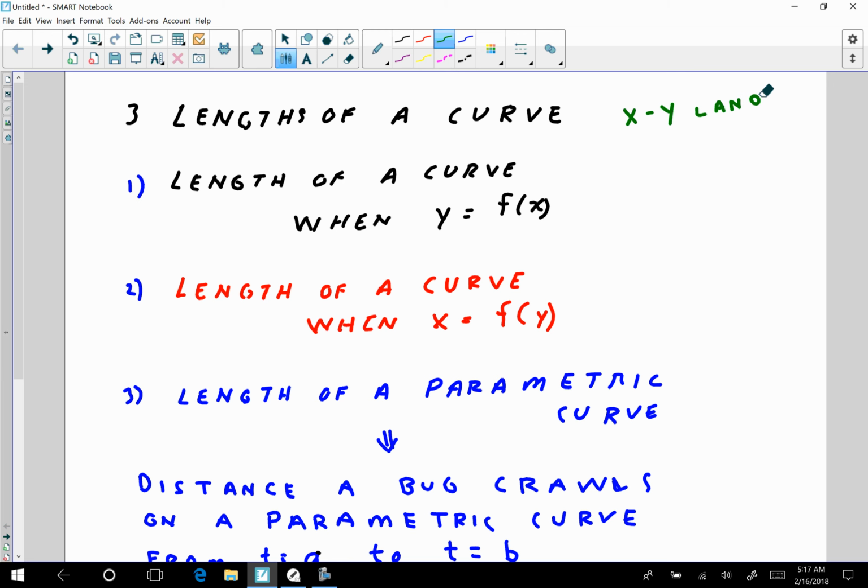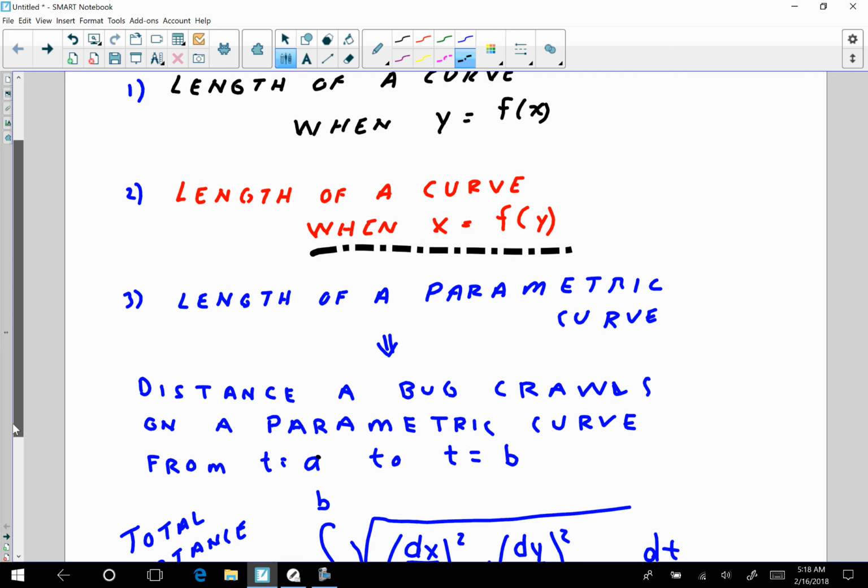We're also going to then extend that formula to find the length of a curve when x is equal to a function of y. This is going to be somewhat of a new thought process, but we have looked at some functions of y, where x was a function of y. And then we're going to make the comparison of these two formulas to the length of a parametric curve. And what's all this? The length of a parametric curve.